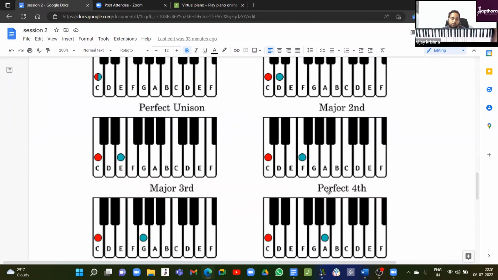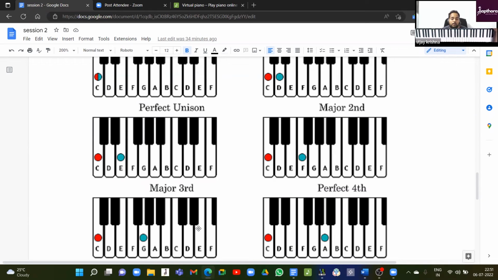This fourth is called a perfect fourth, when you play the C and the F both together. Until now we learned the first and second, C and D together, then 1 and 3 together, a major third, and now 1 and 4 together, a perfect fourth.